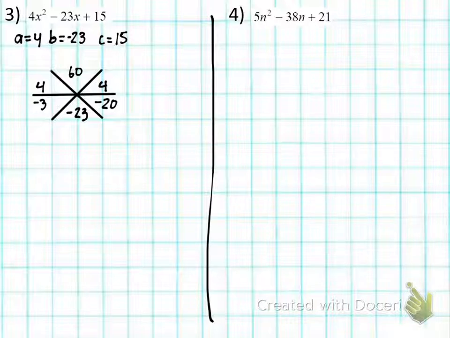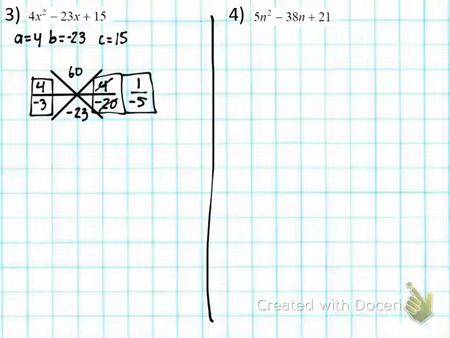Okay, here we go. So box the 4 and the negative 3. Can I simplify 4 and negative 3? No. What about 4 and negative 20? What goes into both 4 and 20? 4 goes in each, right? 1 and negative 5. No, I asked what goes into both, though. Not what the simplified answer is.